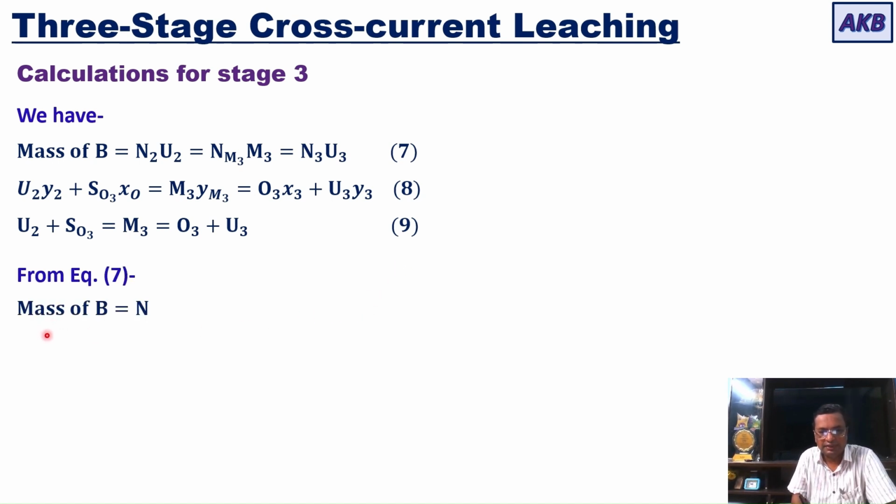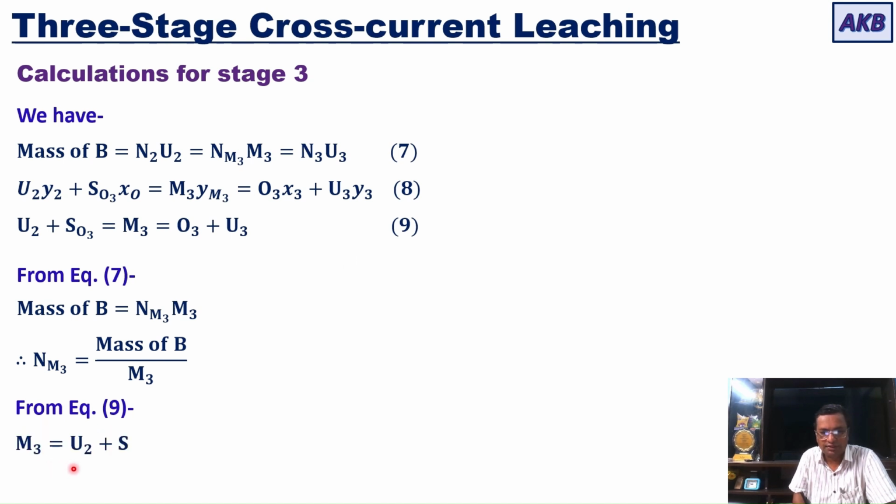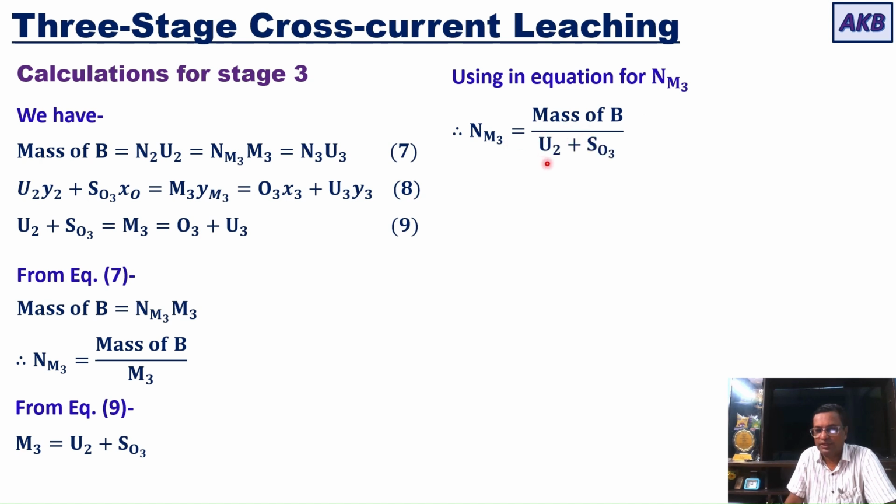Then from equation 7, I can write mass of B will be equal to NM3 into M3, and I'll write the equation for NM3. NM3 will be mass of B divided by M3, and for M3 I can use equation 9. From equation 9, M3 is U2 plus S03, because U2 and S03 will be known to you, and then you can use this in the equation for NM3. So using the equation for NM3, I get NM3 is equal to mass of B divided by U2 plus S03. So with this equation, you can calculate NM3, and all that is required on the right hand side is known to you.